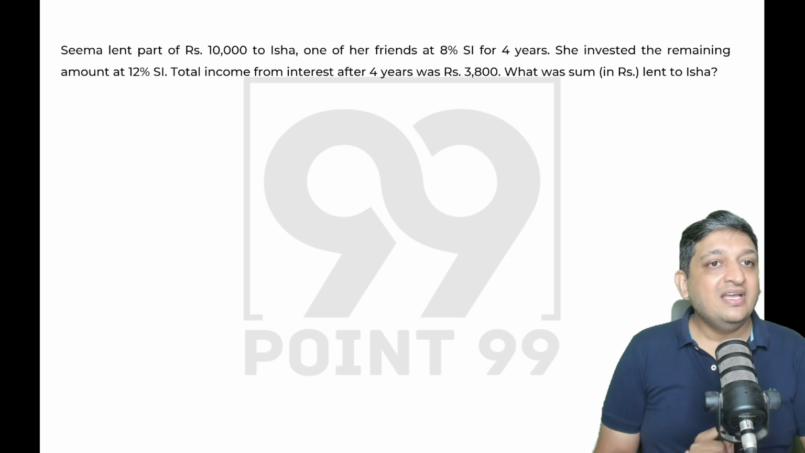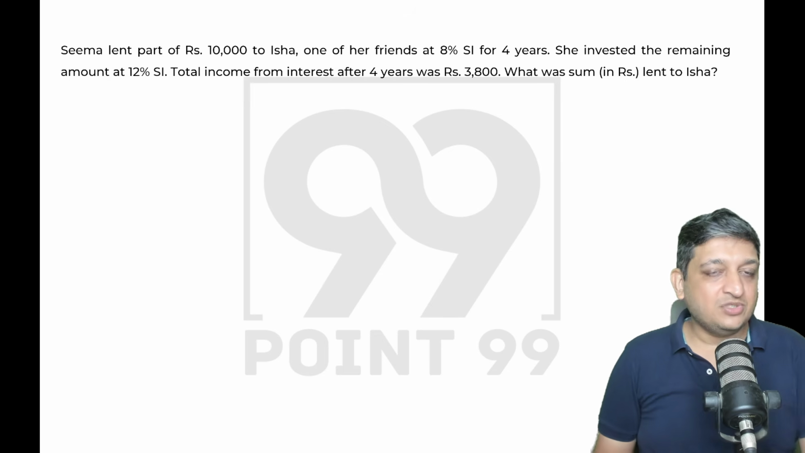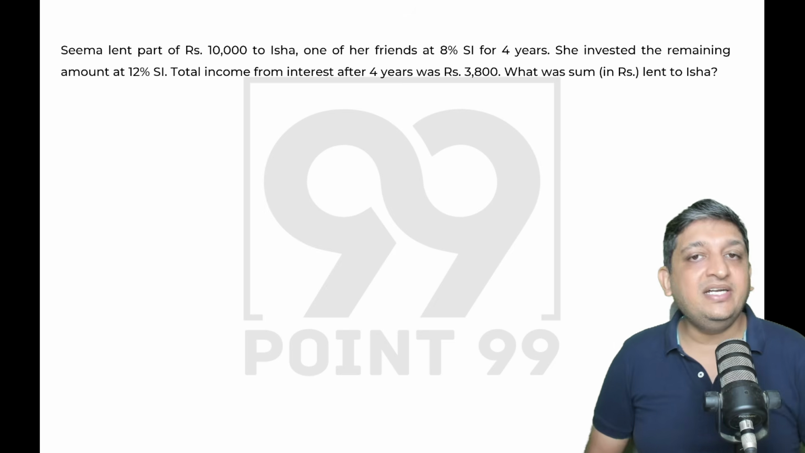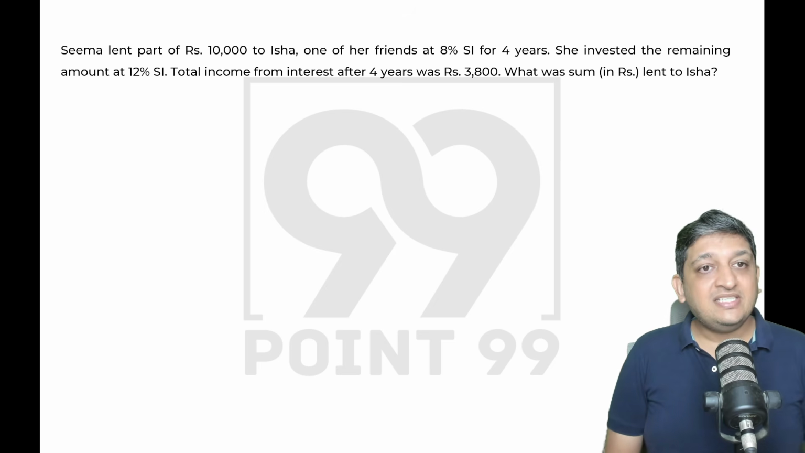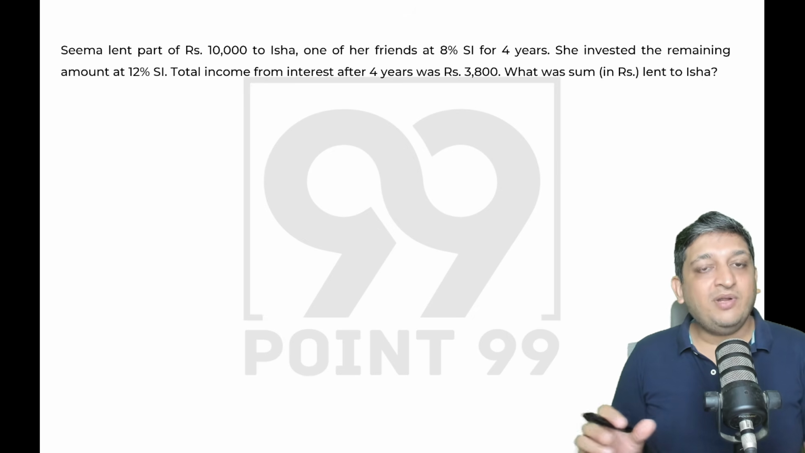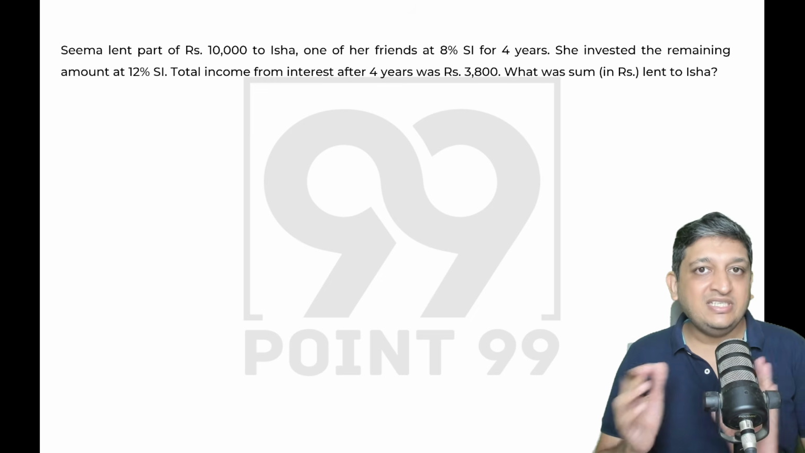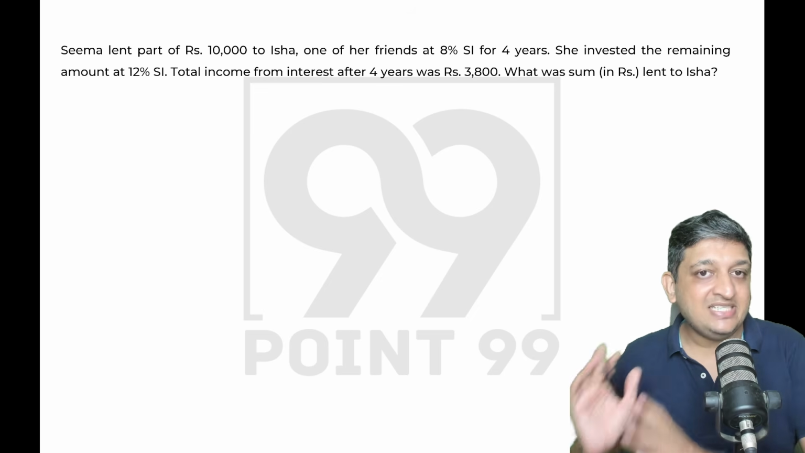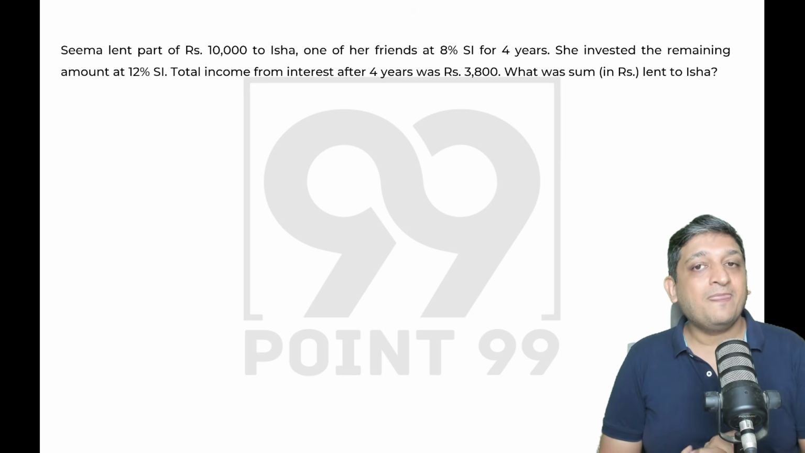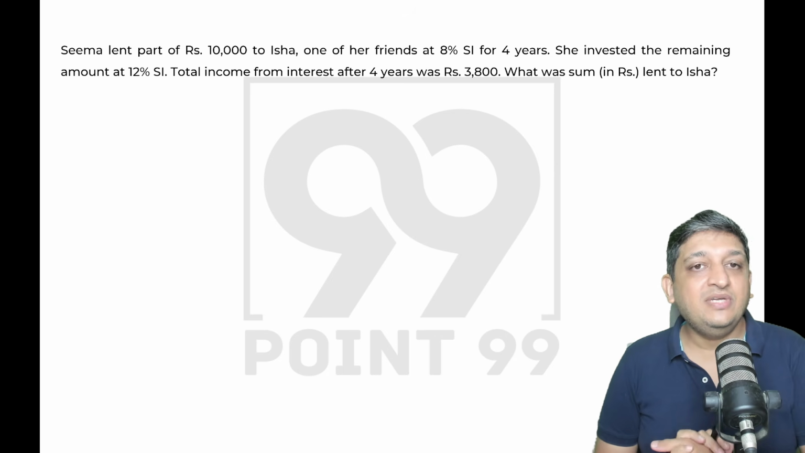Seema lent part of the 10,000 rupees that she had to Isha, one of her friends, at 8% simple interest for 4 years. She invested the remaining amount at 12% simple interest. Total income from interest after 4 years. So both these principals have been invested for 4 years. The total income was 3,800. What was the sum that she lent to Isha?